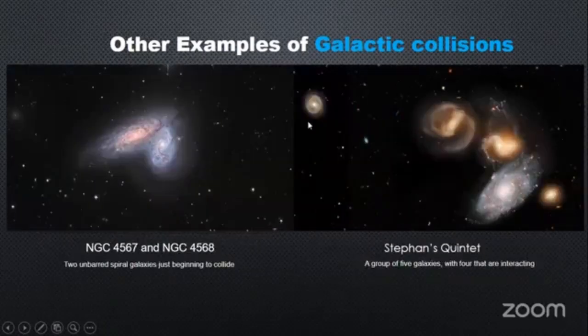We have other galaxies. We have NGC 4567 and NGC 4568. These are two spiral galaxies just beginning to collide. So we have a lot of evidence of these galaxies. And here we have these very distinguished galaxies. These are a group of five galaxies, but four are already interacting. They are going to collide. We call it Stephan's Quintet.